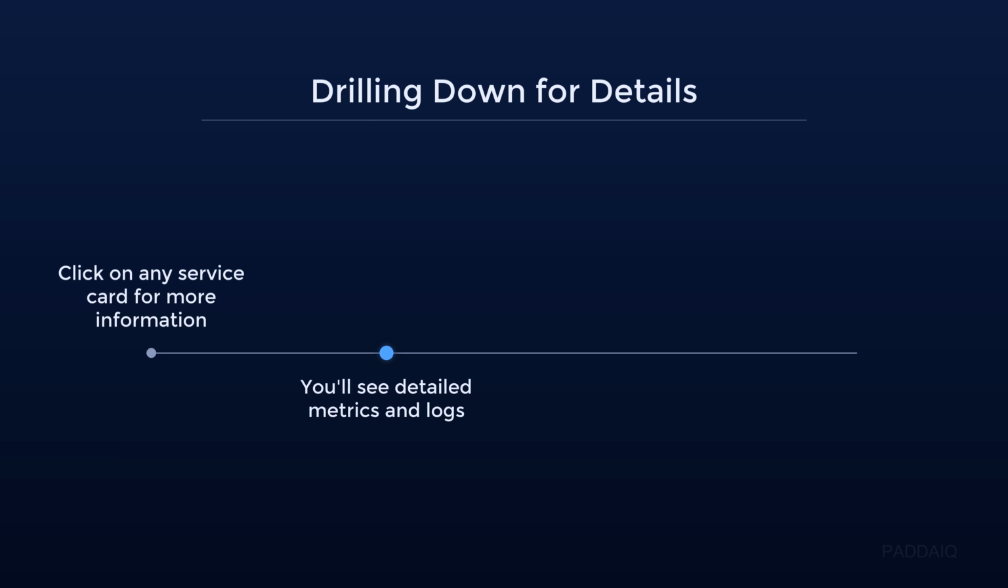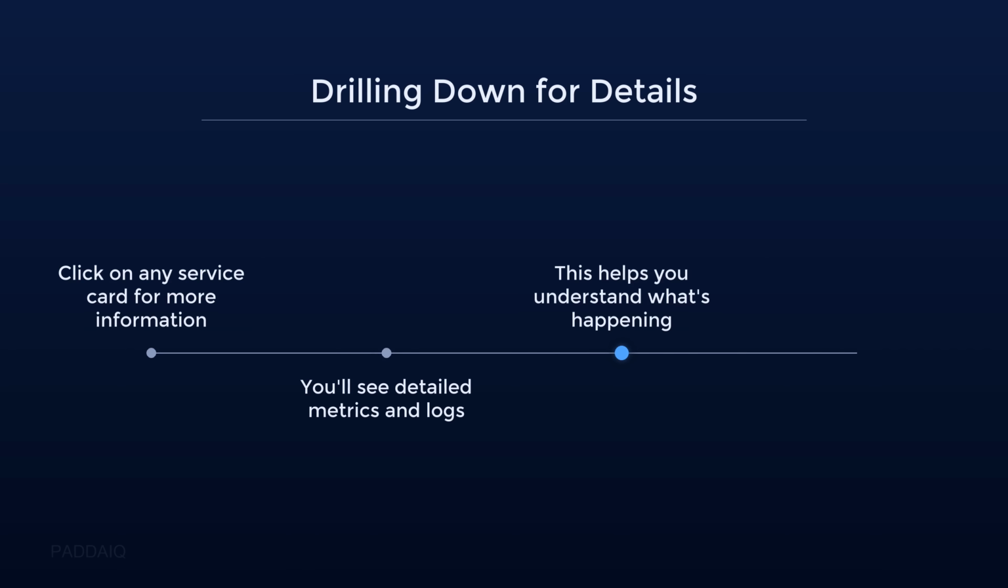You will see detailed metrics and logs. This means you can view precise performance data and activity records for your applications. For example, if your sales app is slow, you can check its response times and error logs to identify the cause. This detailed insight helps you maintain optimal performance and reliability.